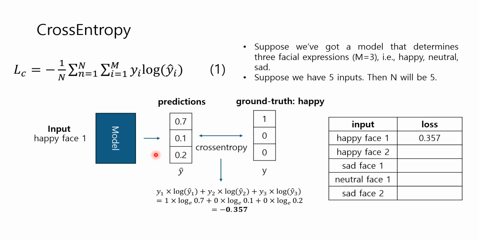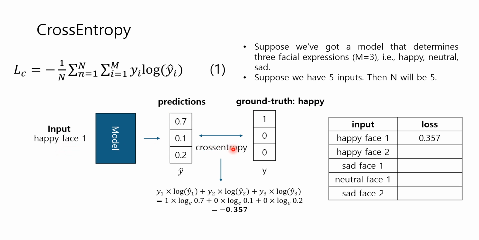So let's look at an example. Given an input facial image, the model predicts the corresponding emotion. y hat is the predicted vector, and y is the ground truth vector. In this case, position 1 is set to 1 and the rest are set to 0, because the ground truth is happy for the given happy face.